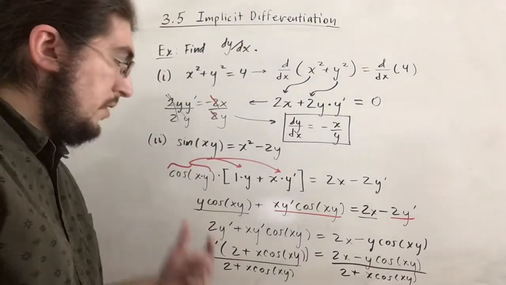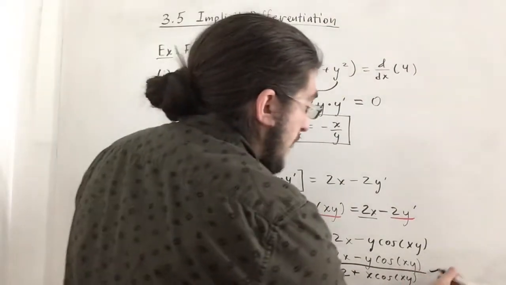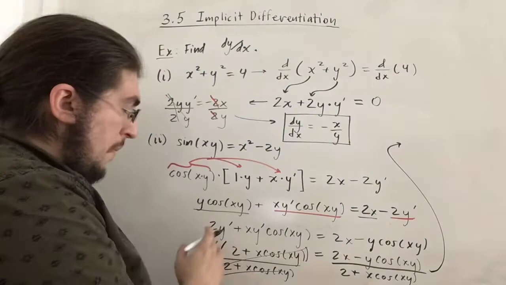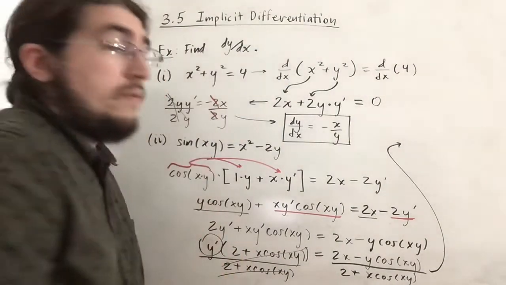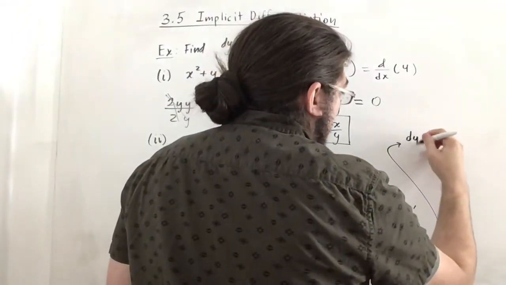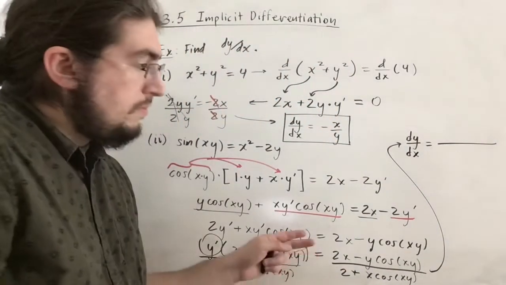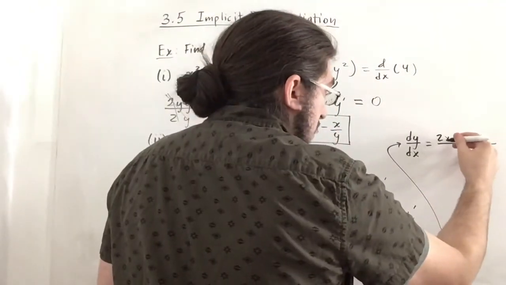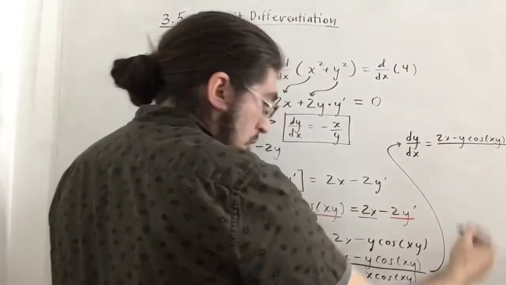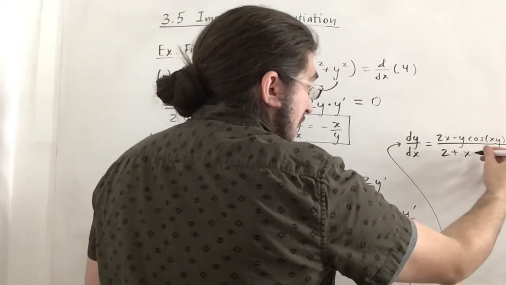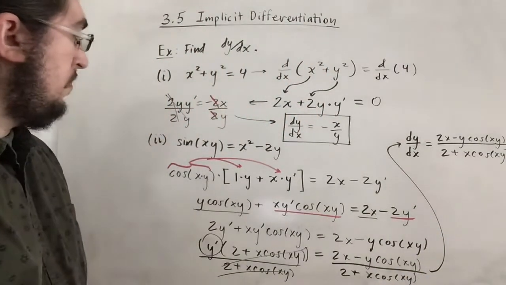So I hope that's not cut off. Good. Now, let's see. So on this side, these cancel. So we get y prime by itself, which I'll write over here. Now remember, y prime is now isolated, and y prime is our shorthand notation for dy over dx. So now we have dy over dx is equal to just this, which is 2x minus y cosine of xy over 2 plus x times cosine of xy. Perfect.